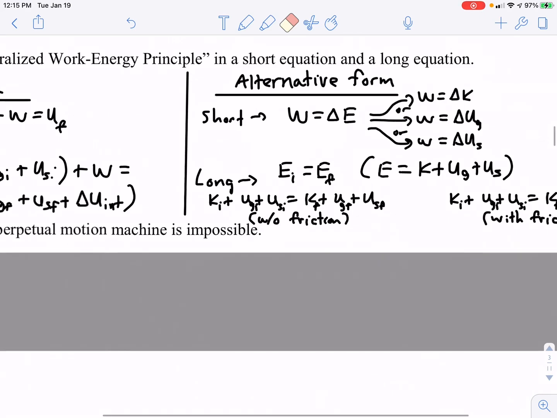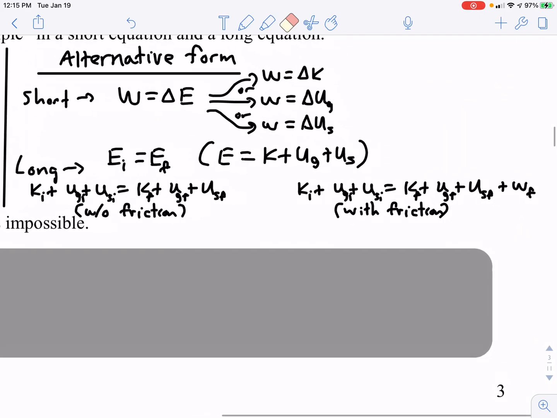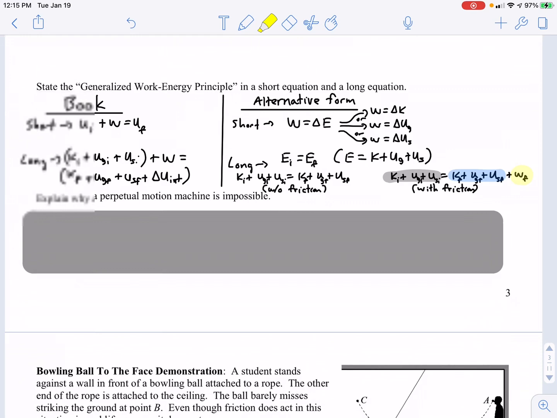So what happens when a non-conservative force like friction enters the mix? It's the same equation, really. However, we have lost mechanical energy. This amount of mechanical energy is less than this amount of mechanical energy, because we now have to add and account for the work done by friction that lowered the mechanical energy after the fact. So simply adding on the work done by friction on the final side of the equation accomplishes that task.